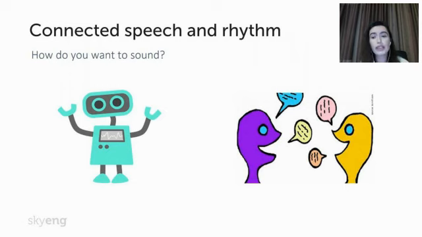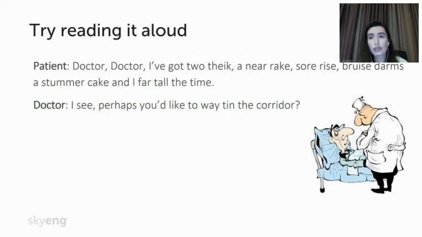So try reading it out loud. Doctor, doctor, I've got toothache, an earache, sore eyes, bruised arms, a stomachache, and I fart all the time. I see. Perhaps you'd like to wait in the corridor.